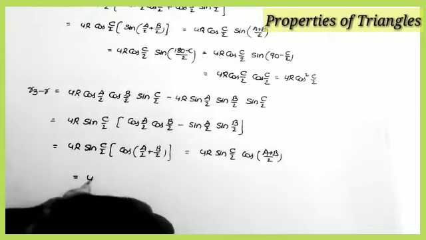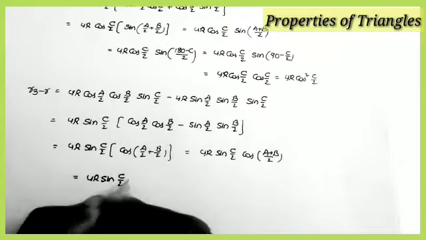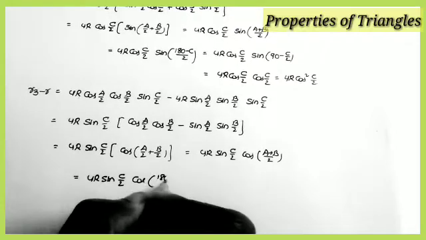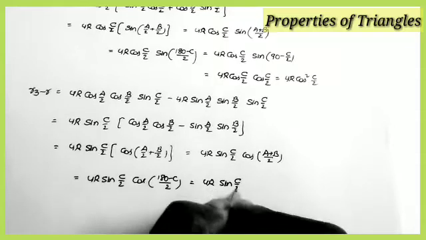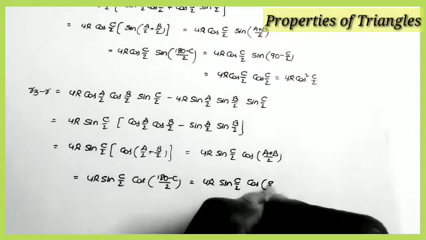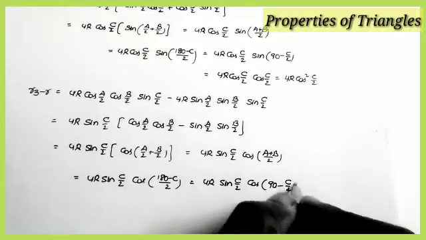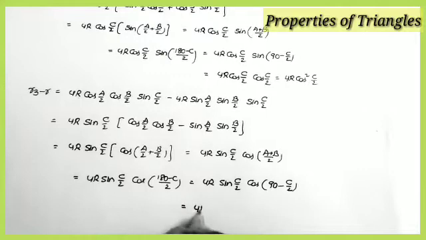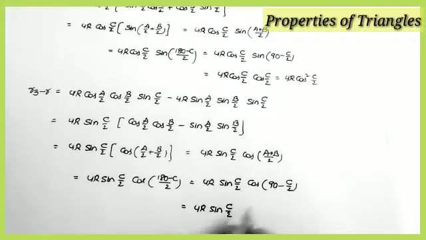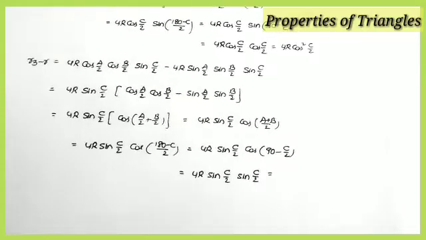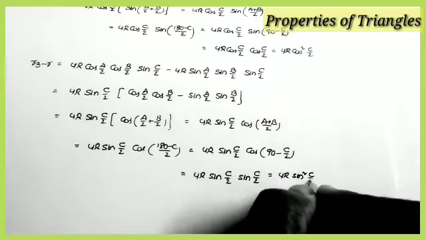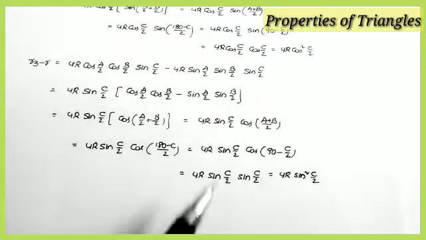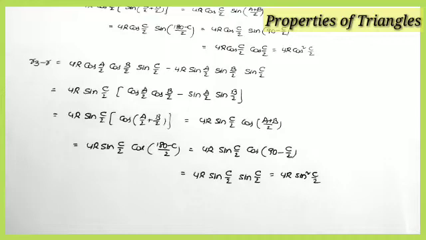But what is the A plus B value? A plus B is equal to 180 minus C. Replacing the value, that is 4R sin C by 2 into cos 180 by 2. 180 by 2 is equal to 90 minus C by 2, and cos 90 minus C by 2 is equal to sin C by 2. Cos 90 minus theta is sin theta. So this is equal to 4R into sin C by 2 into sin C by 2, which is sin square C by 2. Okay, these are the simplifications of the first two terms and the next two terms.